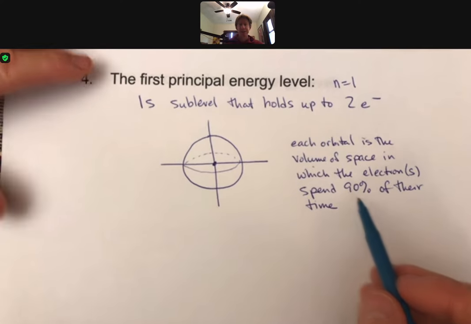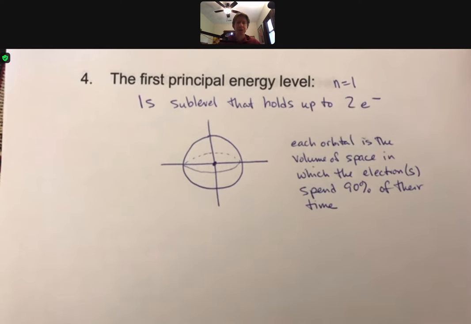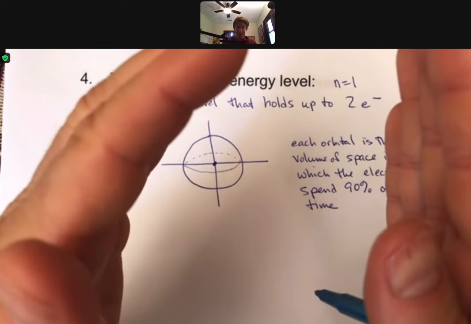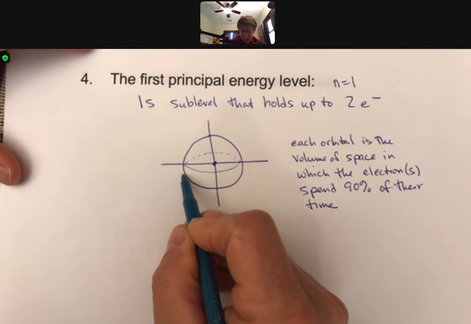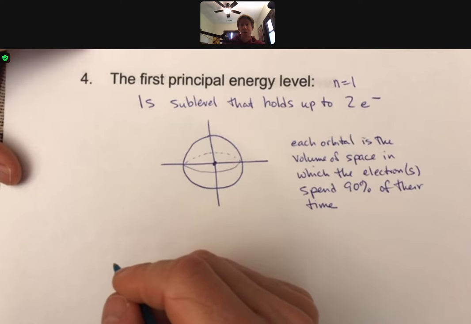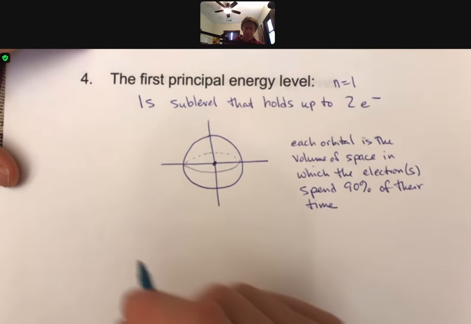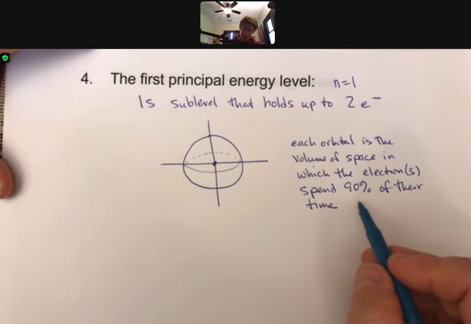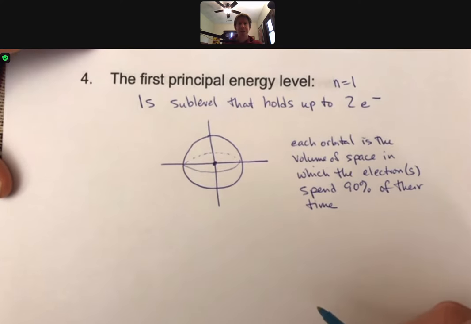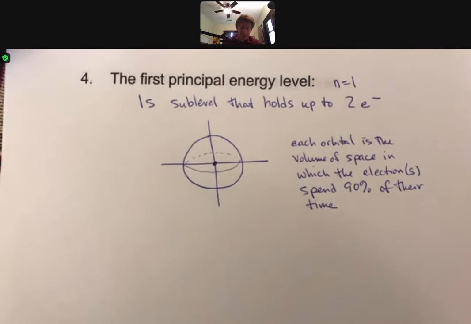And in this course, I've said my goal is to just start on the outermost layer of the chemistry onion. And anything that's true 90% of the time is good for this course. However, if you want to find out where it spends the other 10% of its time, well, the short answer is just a little beyond this space. And we've decided that the definition of an orbital should be the 90%. And again, to get more details, you're going to have to take more chemistry courses, unfortunately. But this is the definition of an orbital: the volume of space in which the electron or electrons spend 90% of their time. Okay. And that's all there is for the first principal energy level.